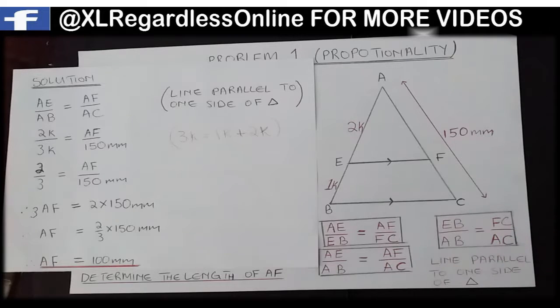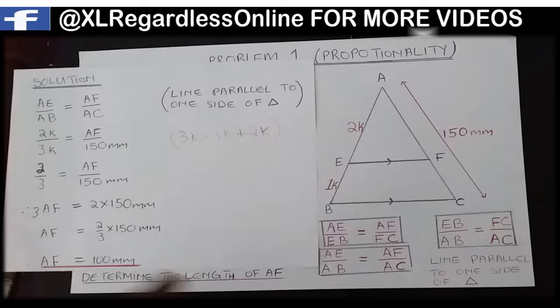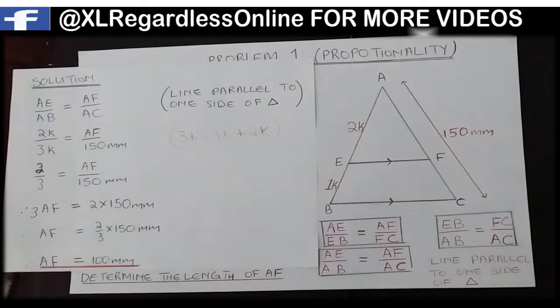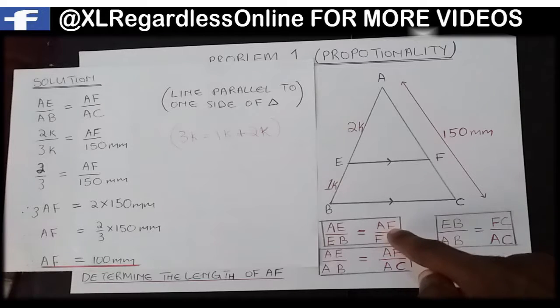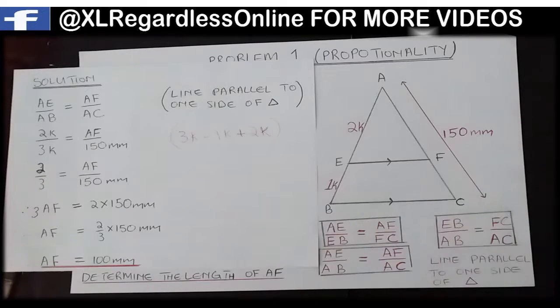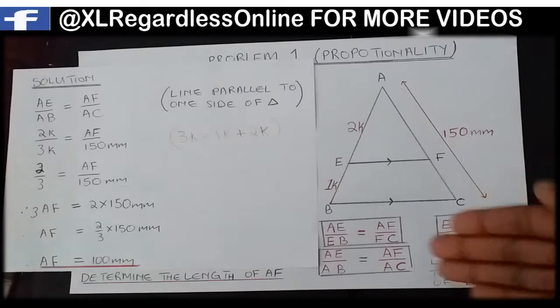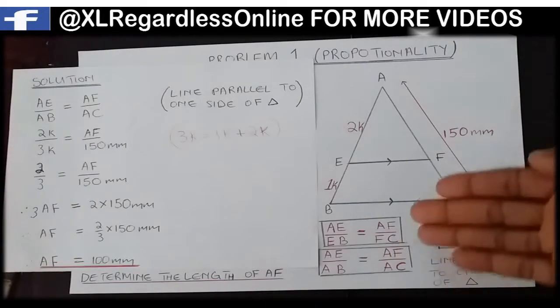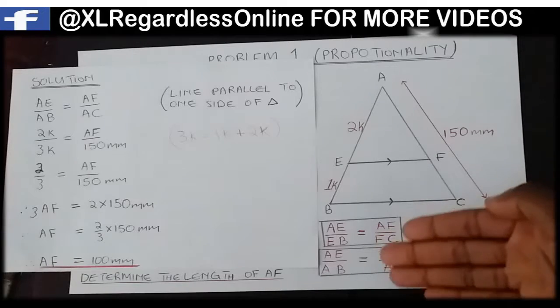For you to select the right ratio, the first thing that you ask yourself is, what am I required to determine? So we are supposed to determine AF, right? So we are going to look at the ratios that have what? AF, which is this one. It has AF, there's AF, and this one, it has AF, right? So we are going to select those two. This one is disqualified already because it does not have AF in it. We cannot use it, right? So we have 2. So we need to just select one.